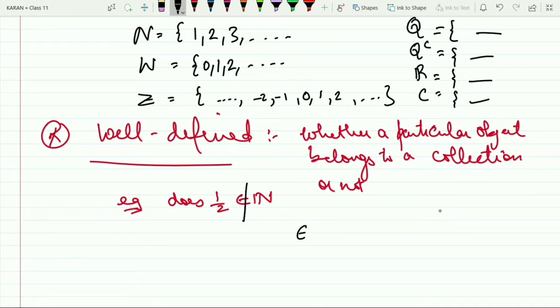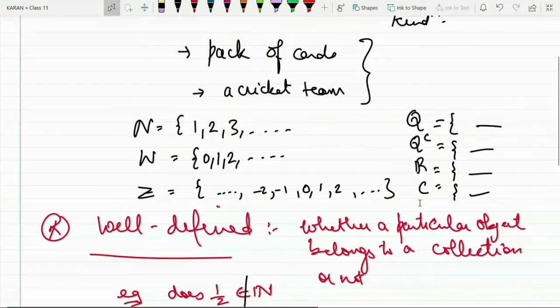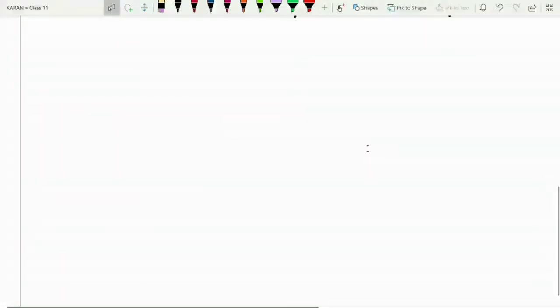Students, this is the symbol which we use for belongs to in maths, and this symbol means does not belong to. Similarly, if I ask, does 1 by 2 belong to the collection of whole numbers, you will say no. So this collection must be well defined, that is, only objects of a particular kind must belong to a collection. After discussing all these concepts, now let me formally define what a set is.